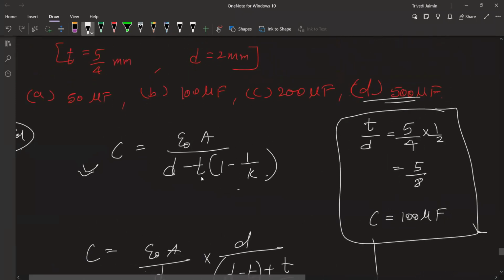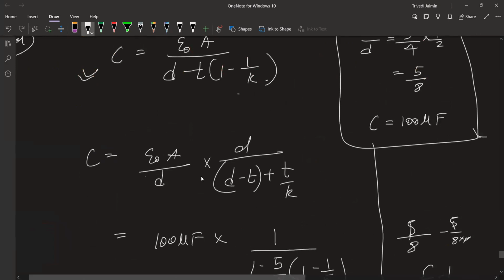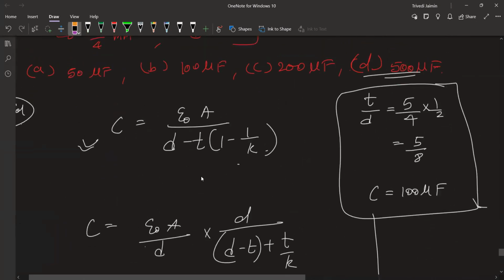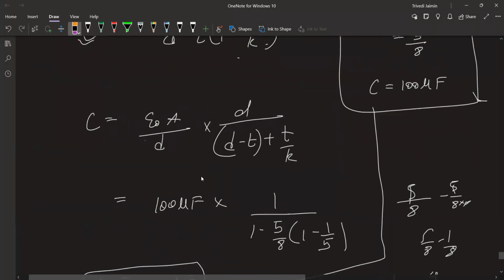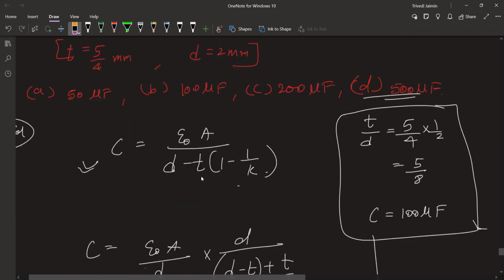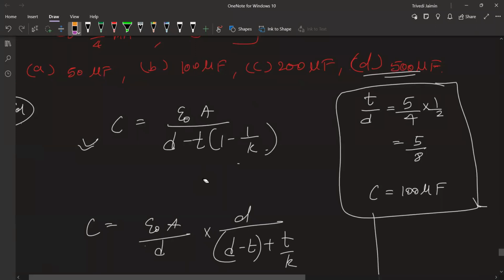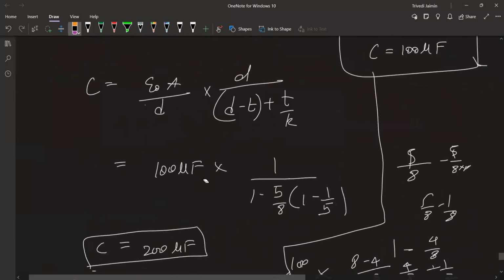And I just manipulated this formula for my convenience. This is not the formula. I manipulated it because in that C is given. So I need epsilon naught A by D. C equals epsilon naught A by D. So I can substitute this 100, and D is already there. And I took D common from here and here, and I divided T by D. That's why I already calculated here. So when you start this calculation, pre-calculate in your mind every time. Okay, this will do, this will do, this will do. Okay, let's try this.